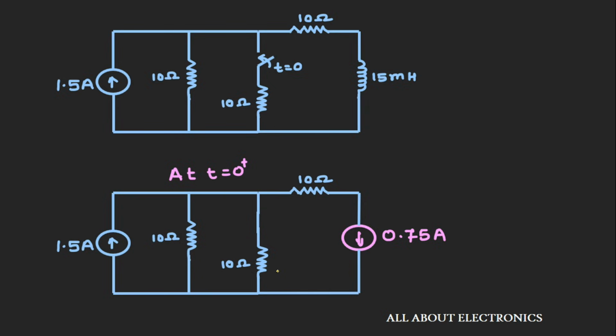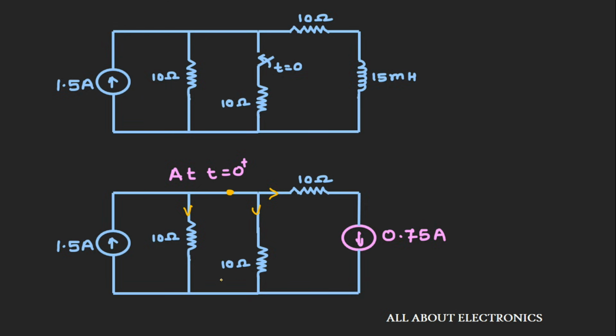So now if you see here at this node, the current that is going in this side is 0.75 ampere. So out of 1.5 ampere, the 0.75 ampere current is going in this direction. So the remaining 0.75 ampere should get distributed between these two 10 ohm resistors, and the values of these two resistors are equal. So the same amount of current will get divided between the resistors.